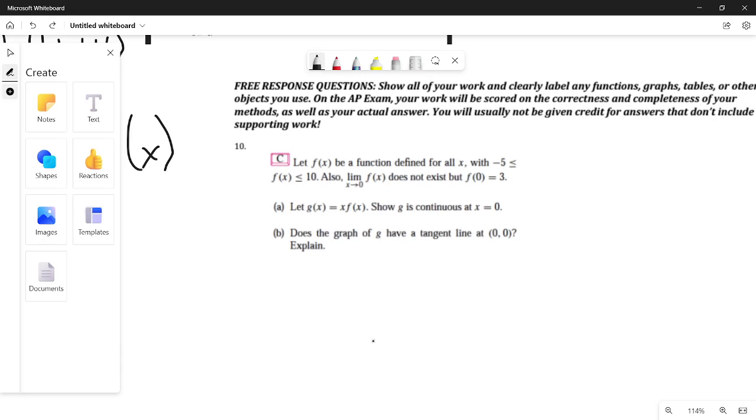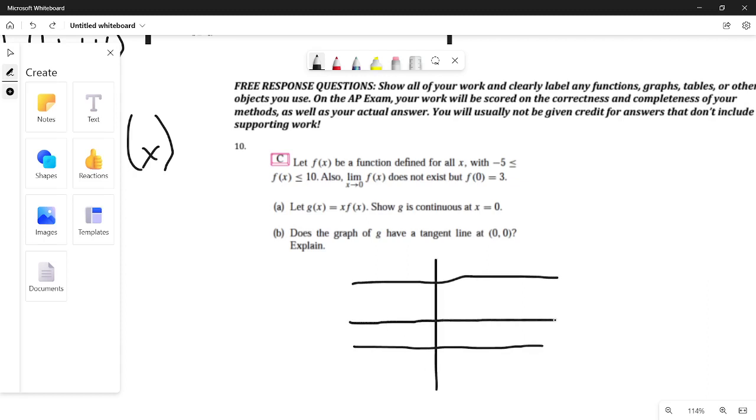So f of x is constrained between -5 and 10. So we'll make an axis like this. And as x approaches 0, we have a point of 3. All right, I'm gonna work this out. Don't look at my work because I don't think it's right.